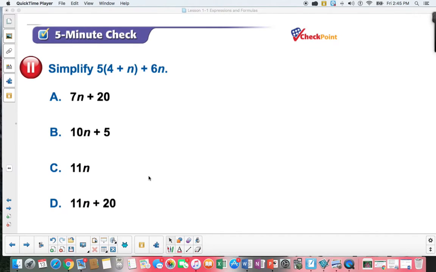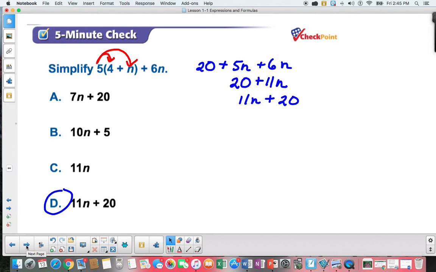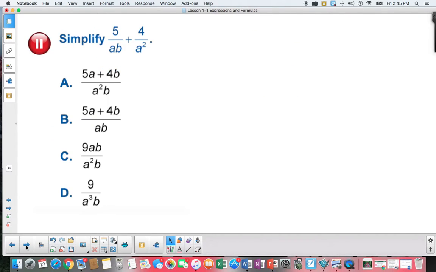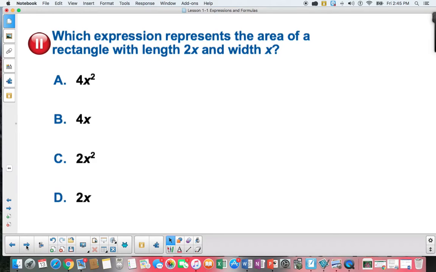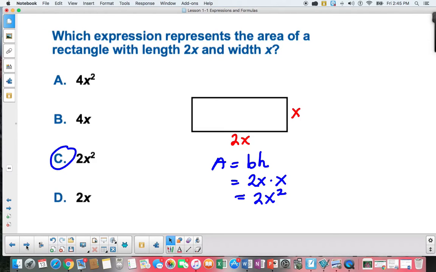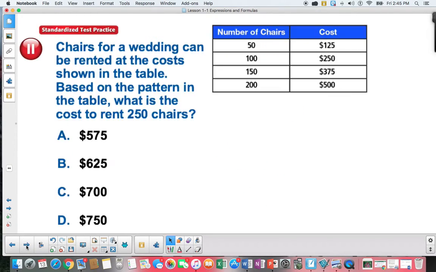Warm up for Lesson 1-1 Expressions and Formulas. Go ahead and pause the video, try the problem, and then continue to check your answer. Pause once again. Pause once again. Pause once again.